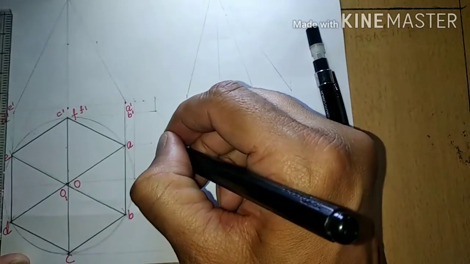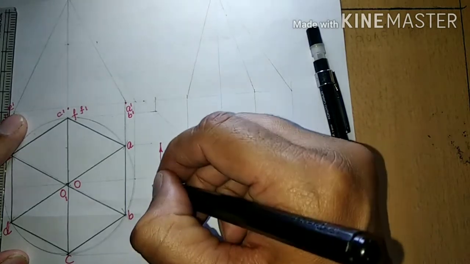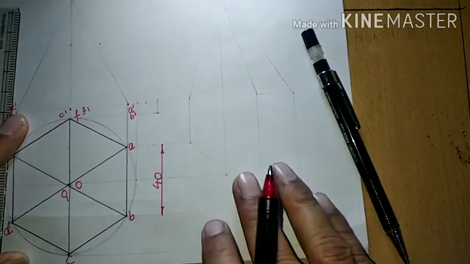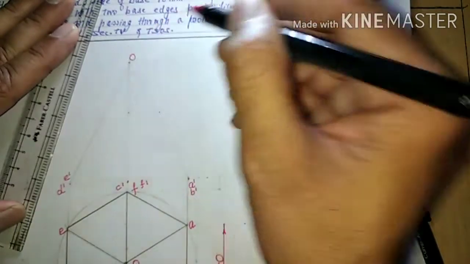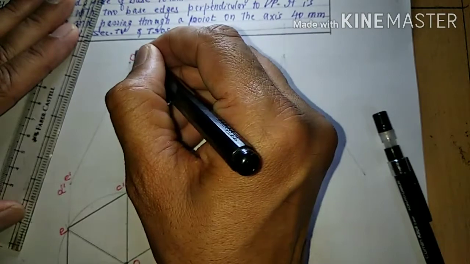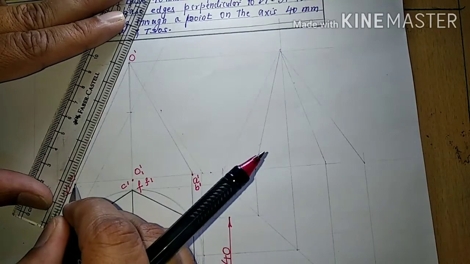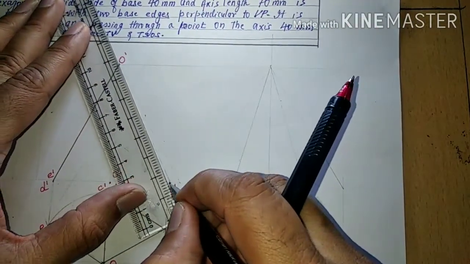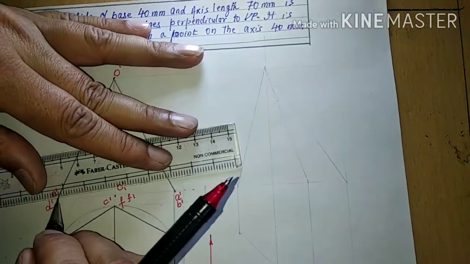We'll write down the dimensions. At the same time, if we write down the dimensions, it will be easy for us to trace all the points properly. This is 40 in front view. This will be O, this will be O1 dash, this will be O dash. We'll connect by construction line. First we'll draw all the outlines, then we'll take care of the points which are lying inside.